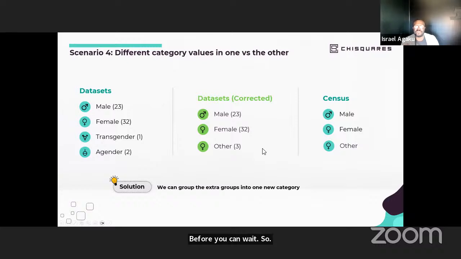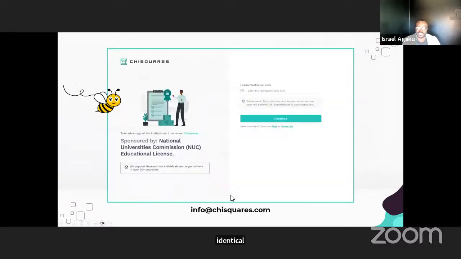So here's scenario number 4. Here we have male, female, transgender, and agender as our categories in the data set. But in the census, we have only male, female, and other. So what do we do here? We can collapse transgender and agender into one group, and we can call it other. So that now these two categories are identical, and we can proceed with our weighting.